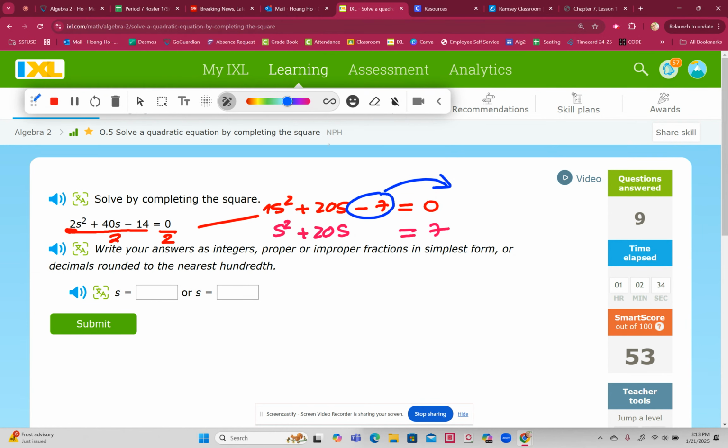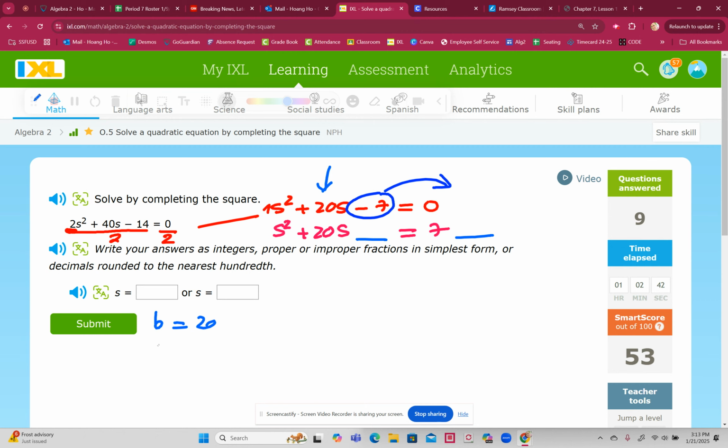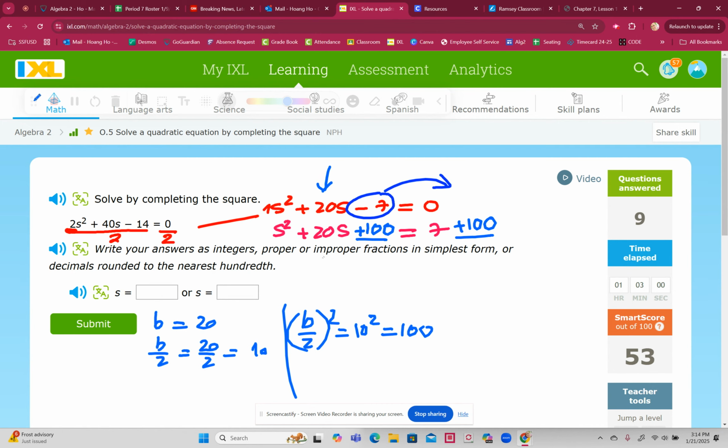So now, right here, I'm going to add b over 2 squared on both sides. So the b is number 20, so b equals 20. So b over 2 is 20 over 2, which is number 10. And then b over 2 squared, which is 10 squared, which is 100. Okay? So I add 100 on both sides. So as you can see, the left side becomes a perfect square, which is s plus b over 2, which is 10. So 10, and then squared. On the right side is 107.